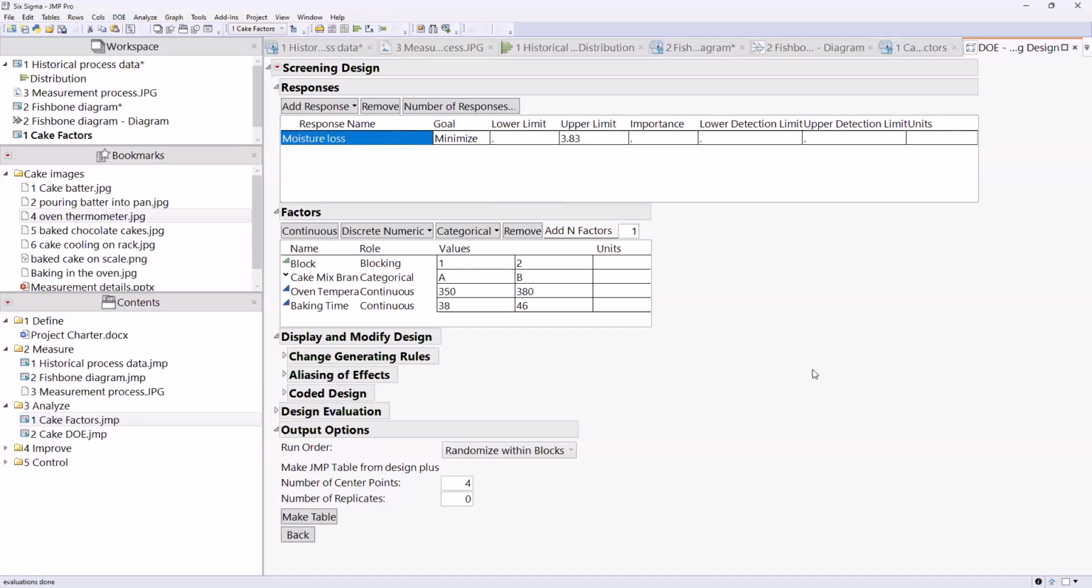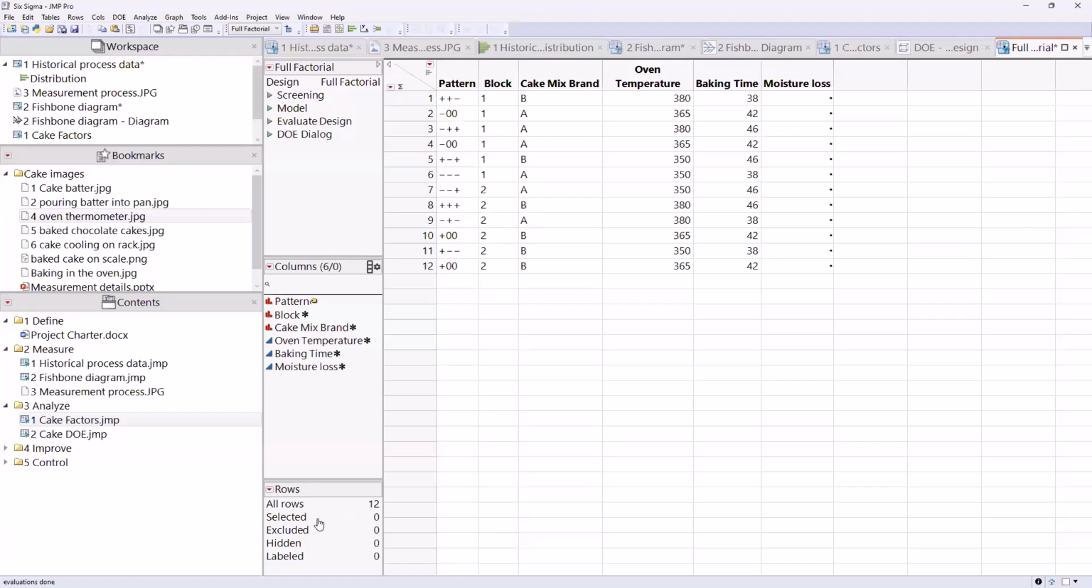Exactly. I meant minimize. I want to minimize the loss of moisture. So yes, I didn't do that in my final design, thankfully, but yes, this is what I did. All right, so let me go ahead and click Make Table so that we can see the results.